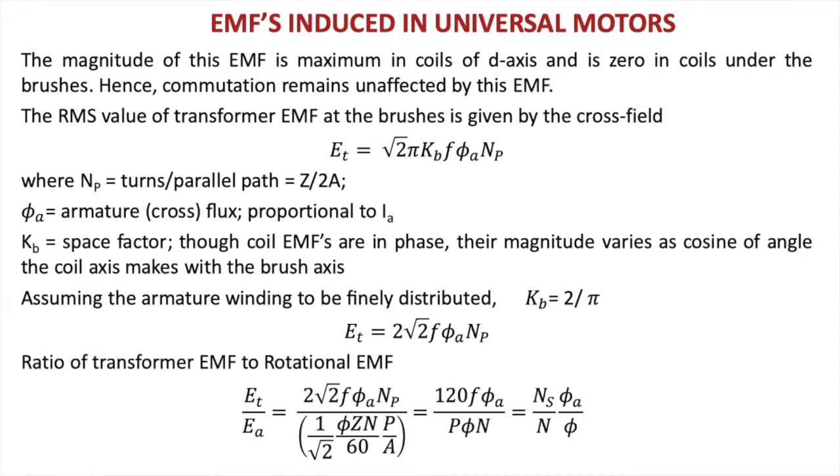The ratio of the transformer EMF to the rotational EMF can be found by just dividing the two equations, and that comes out to be Ns, the synchronous speed, divided by N, and the ratio of the flux produced due to the armature cross flux, phi A, and phi, the field flux. So this is the basic nomenclature.